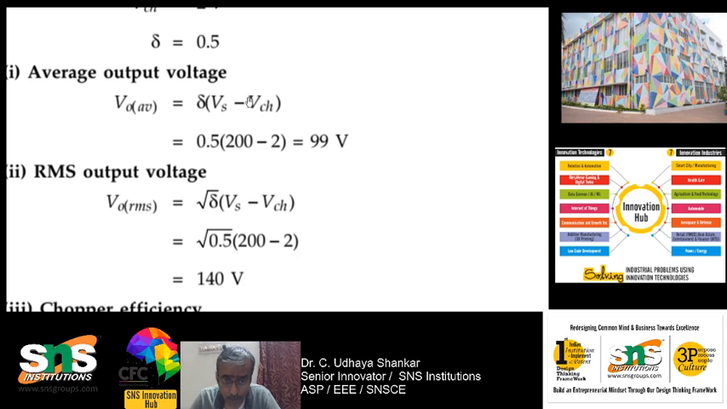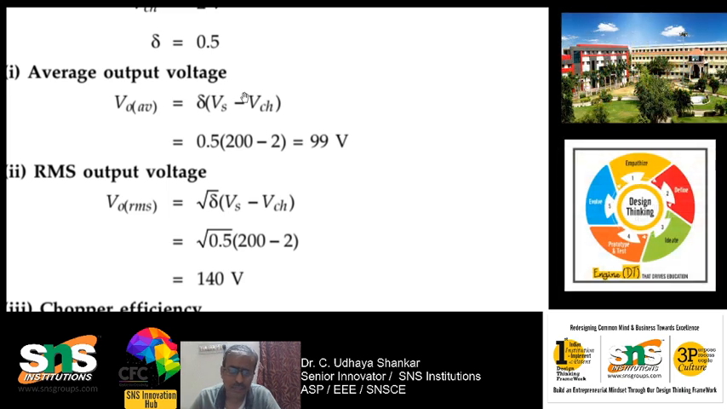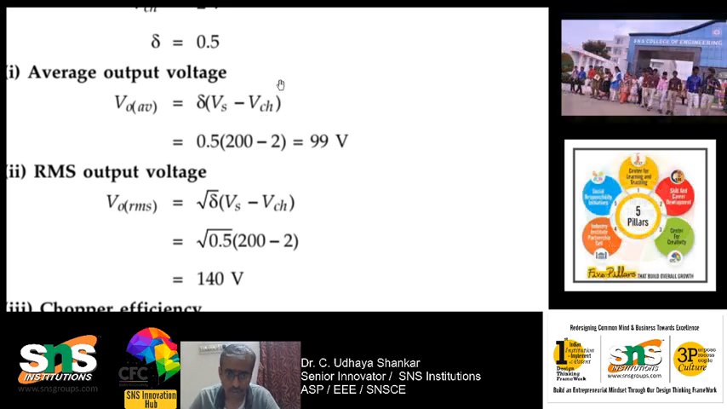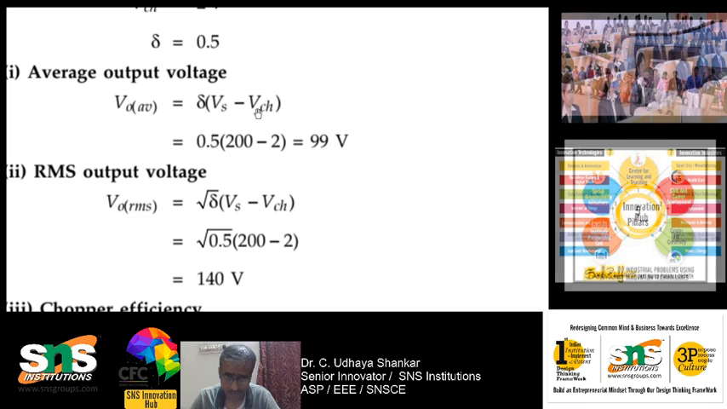But since the chopper voltage drop is also given, we have to take it into consideration. If the chopper voltage drop is not given, theoretically it will be very small when compared to the input voltage, so normally we will be ignoring it. But if it is given in the problem, we have to take that chopper voltage into consideration. So normally the output voltage will be equal to del into Vs, but since the chopper voltage drop is also given, Vs minus Vch will be there.